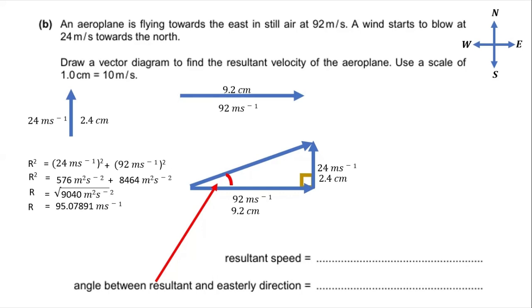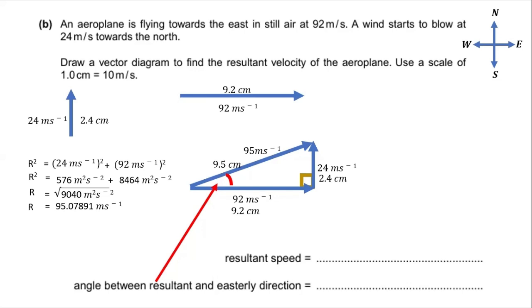So we will get r equal to 95.07891 meters per second, which is the resultant. And when we measure the length of the third side, you will get it is around 9.5 centimeters. So that is how to find the resultant without doing the calculation.